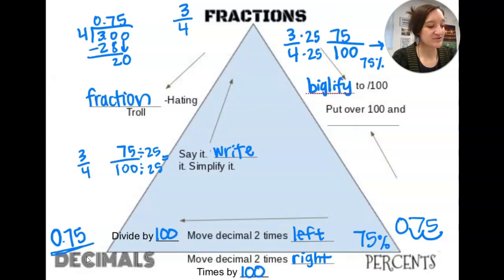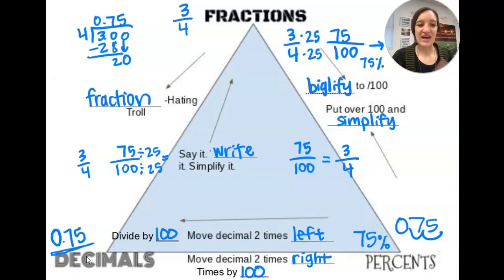Now, what if you have a percent, like 75%, and you want to make it a fraction? Well, you put it over 100, and then you simplify that. Here's what it would look like. 75% is 75 over 100, and then you simplify that. We already know that that simplifies to 3/4. So that is all the ways you can move around.